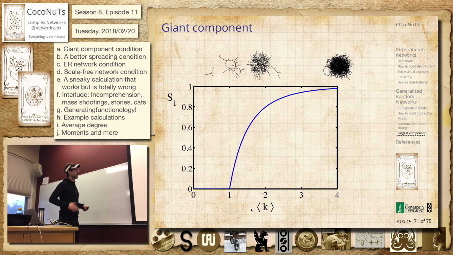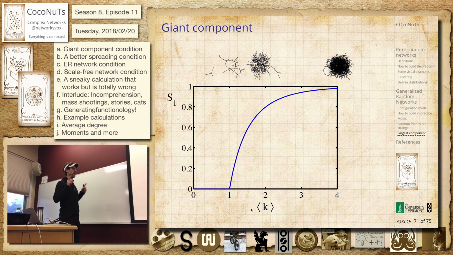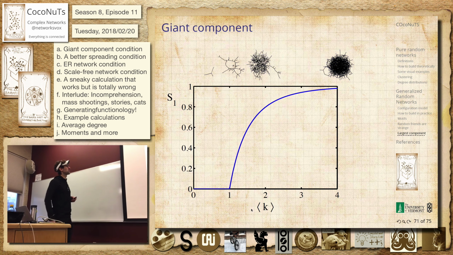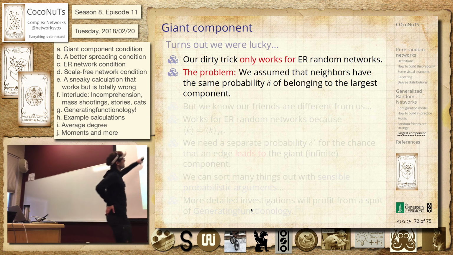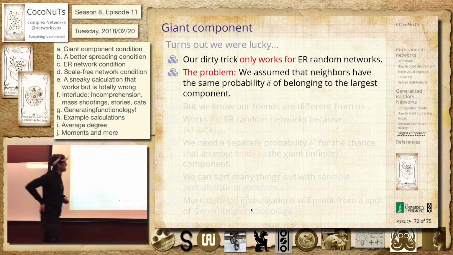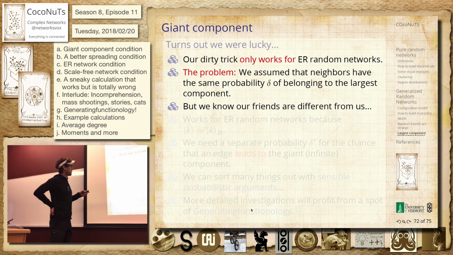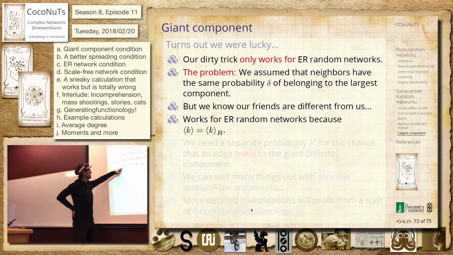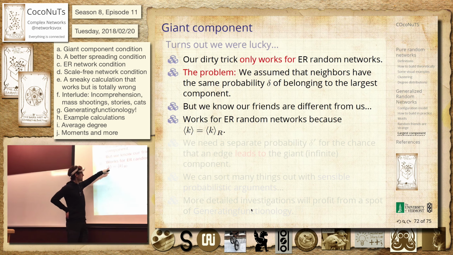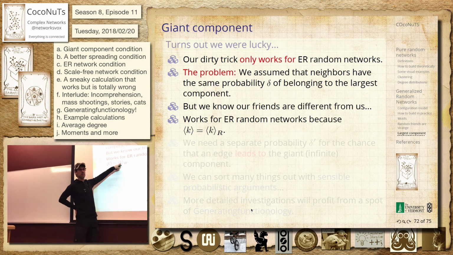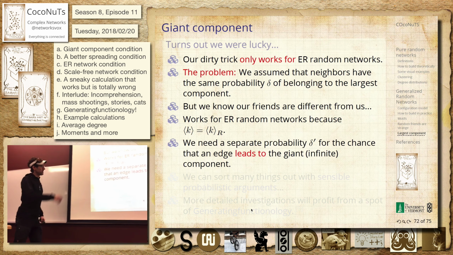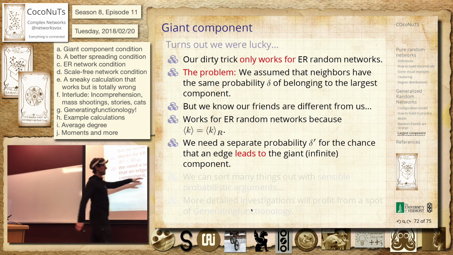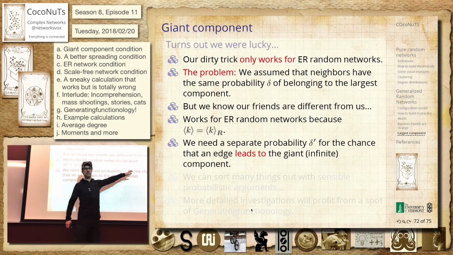So, and the reason is that those two deltas are the same only for Poisson degree distributed networks. Right? So, I mean, I've said it out loud. This is exactly the thing. So we know our friends are different. So it works because the average degree of a node randomly selected is the same as the average number of other friends of a node that's randomly selected by running along an edge. So we need another one. We need a delta prime, actually. Right? We need something else.